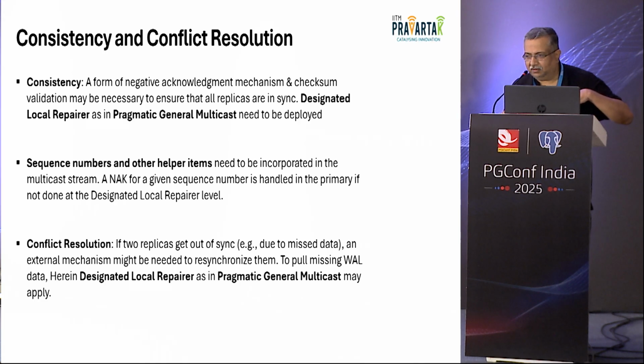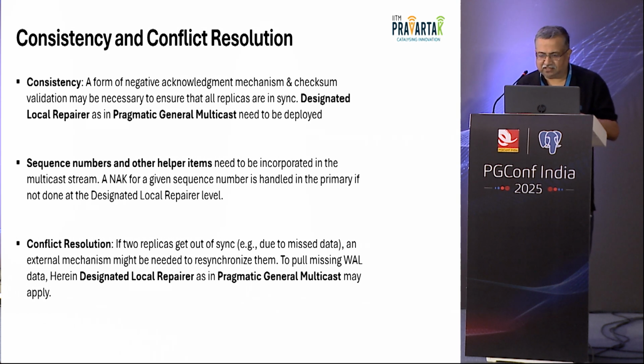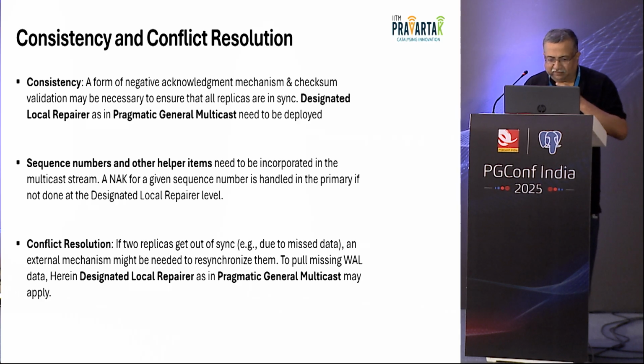So some form of negative acknowledgement mechanism should be built in. And checksum validation, of course, at the network layer level, at the data link level, is already available. And we have to implement the concept of something called a designated local repairer as in pragmatic general multicast.